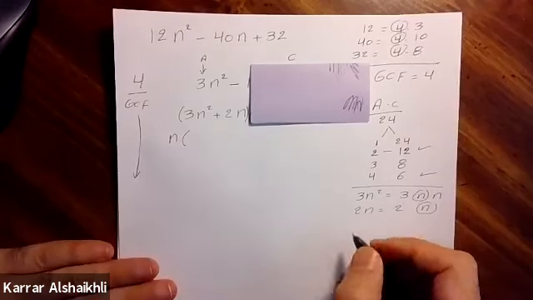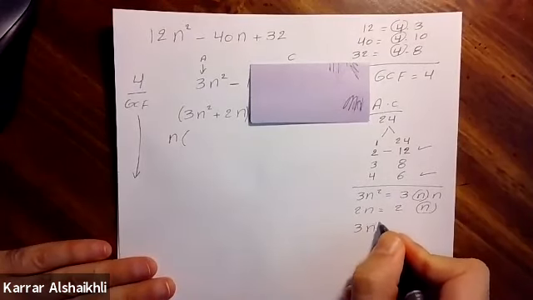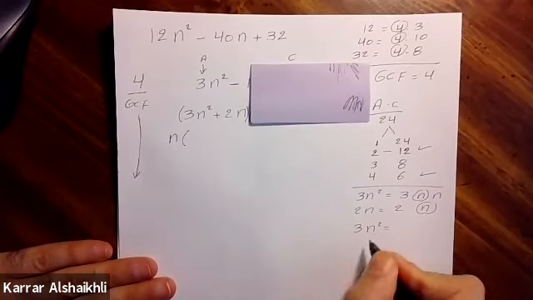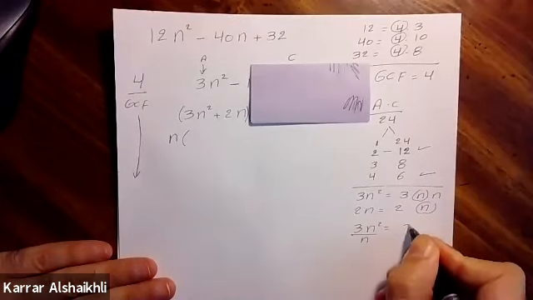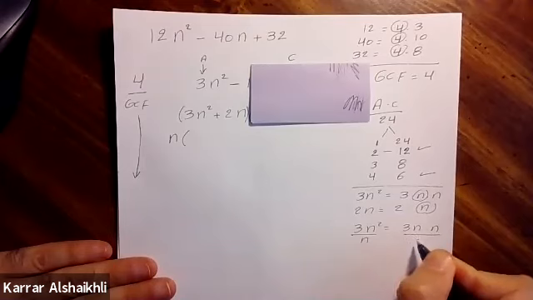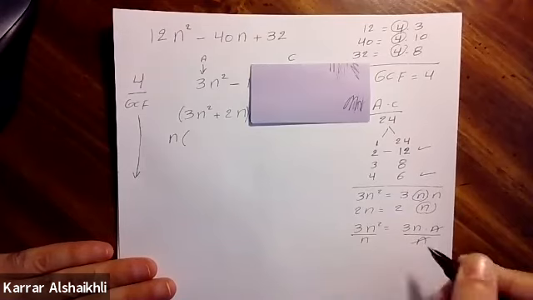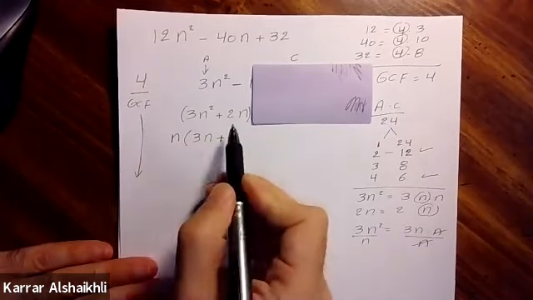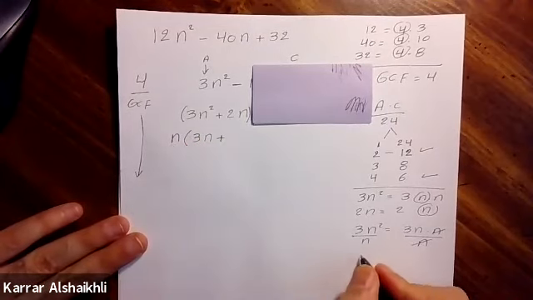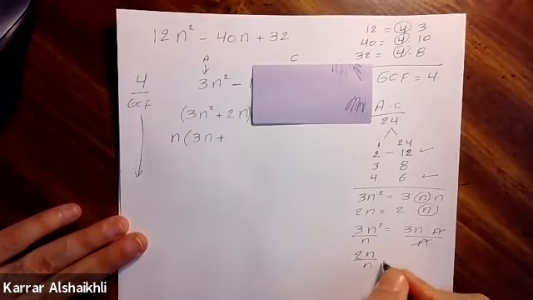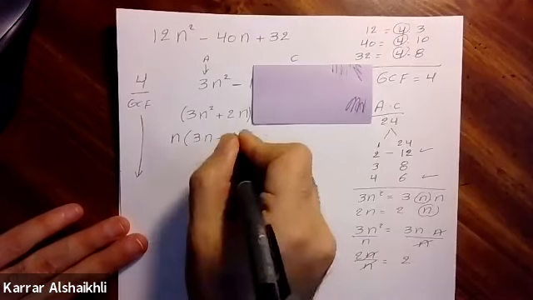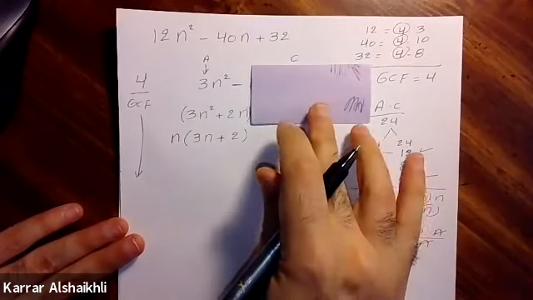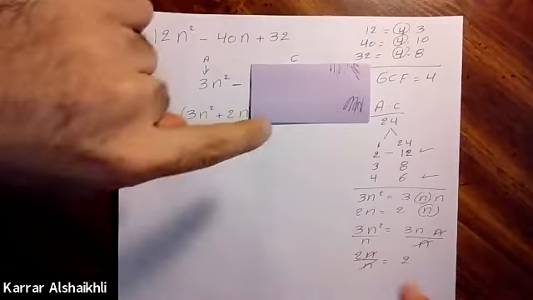3n. Perfect. Why? Let's do it here on the side. 3n squared, divided by n, is 3n times n divided by n. Cancel the n, it's going to be 3n. Plus 2n divided by n is going to be 2, because you can cancel the n. Now we're done with the first parentheses.